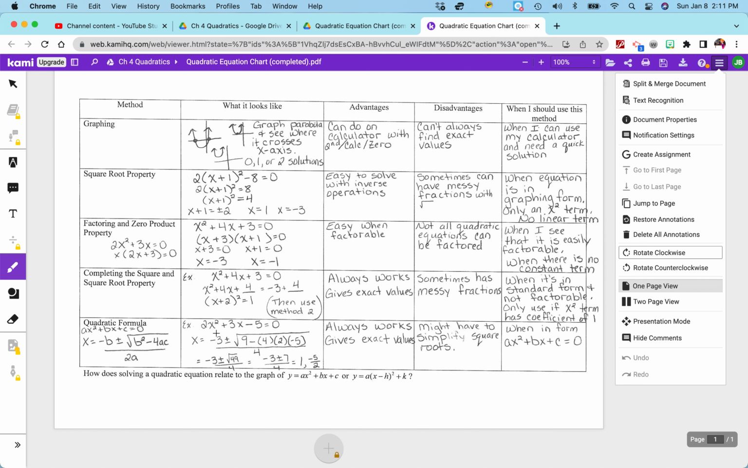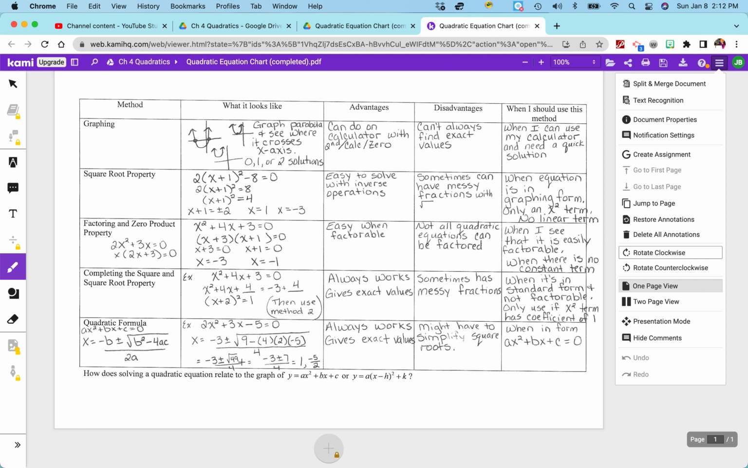So it's the opposite of b, so that's going to make this a negative 3 plus or minus the square root of b squared, so that's 3 times 3 is 9, minus 4 times a, which is 2, times c, which is negative 5. Then you do the math. Now this one happens to be a perfect square, the square root of 49. I get 7, so I have to finish the problem. Negative 3 plus 7, which is 4, divided by 4 is 1. Negative 3 minus 7, which is negative 10, divided by 4, which reduces to negative 5 halves.